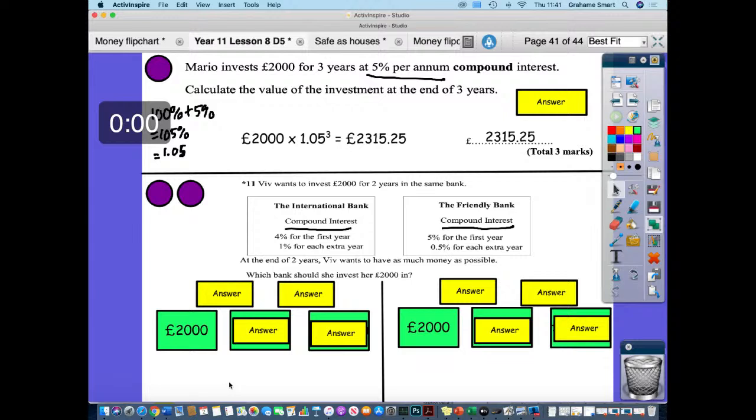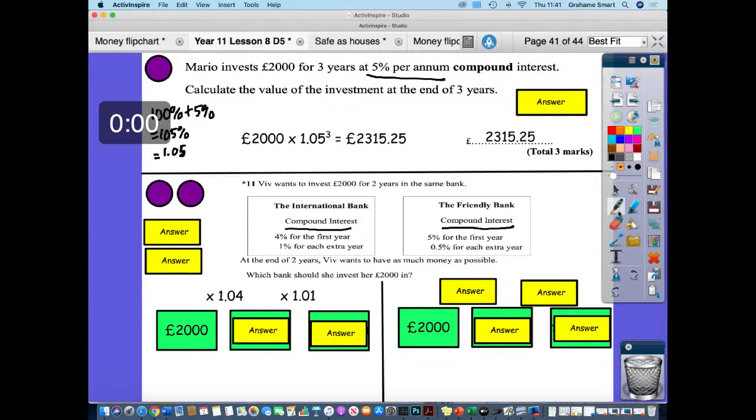So let's deal with the international bank first of all. The first thing I'm going to do is work out the multiplier for the first year, which is going to be 1.04 because it's a 4% interest rate for the first year. And then for the second year, what's it going to be? I'm sure most of you did this. It's going to be 1.01. So initially I'm going to do the £2,000, which I've got here.